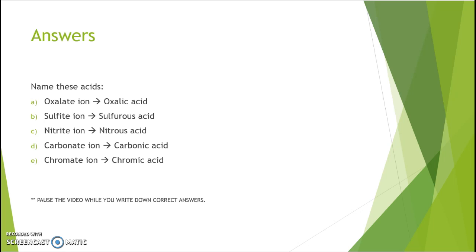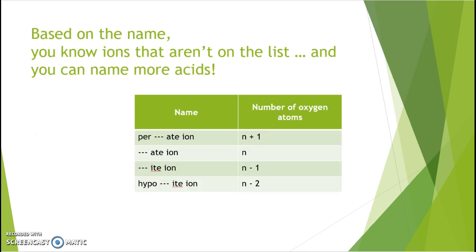So here are the answers to those 5. Pause the video while you correct your answers. Based on the name of the ion, you actually know ions that aren't even on the list on page 46. And because you know a whole bunch more ions than are even on that list, you can name a whole bunch more acids. So let me show you how this pattern works.